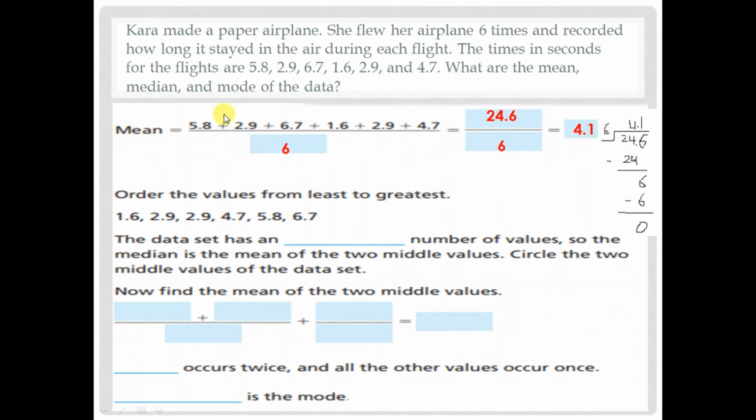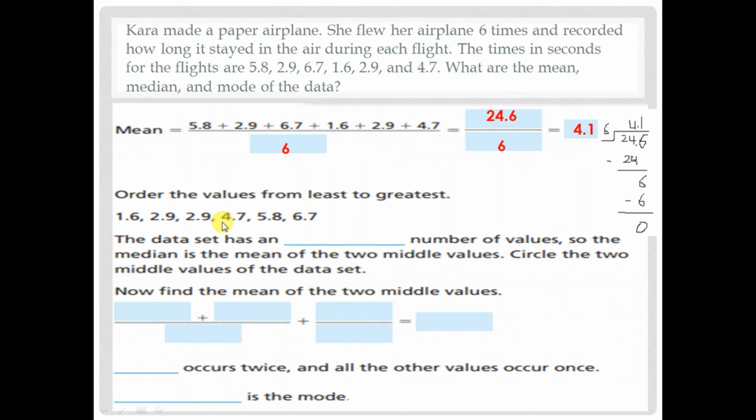And again, the mean is the sum of the data divided by how many data items there are. Next is the median. The first condition to find the median is to order the numbers ascendingly, from the least to the greatest. So the least number is 1.6, then 2.9, then again 2.9, then 4.7, then 5.8, then finally 6.7. Now, is this an odd or even number of values? It's six numbers, so it is even.